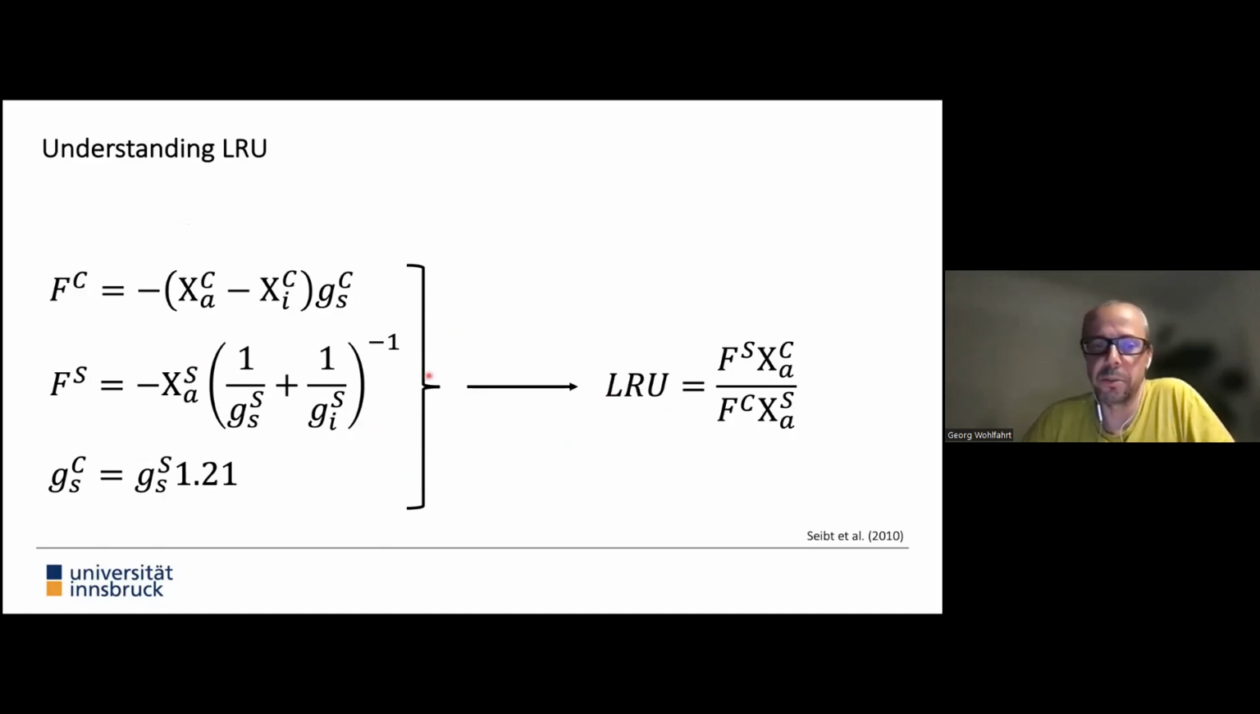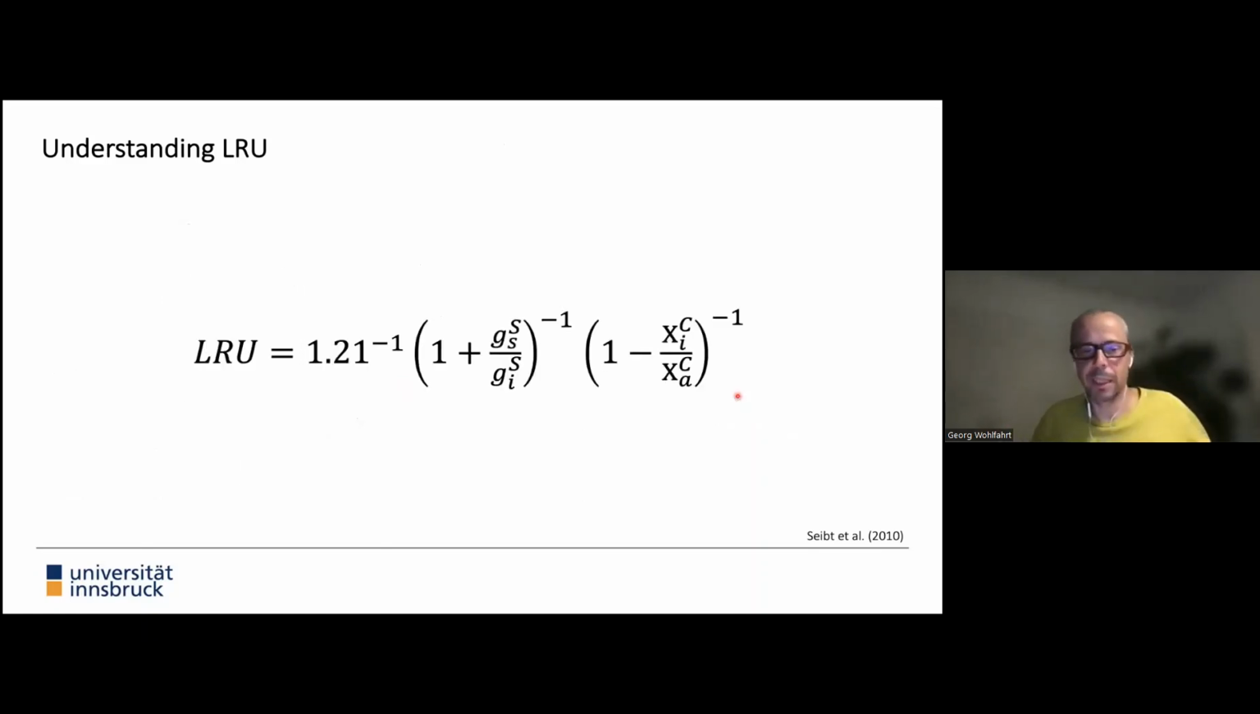What we can do is take the equations that we've seen before, stick them into the equation of the LRU, do some rearrangement, and then we get this one. Now the LRU just depends on two ratios. It depends on the ratio of the internal to ambient CO2 concentration, so the Ci over Ca ratio. And it depends on the ratio of two conductances: the stomatal conductance for COS over the internal conductance of COS. And again, this factor 1.21 is just the conversion of CO2 to COS stomatal conductances.